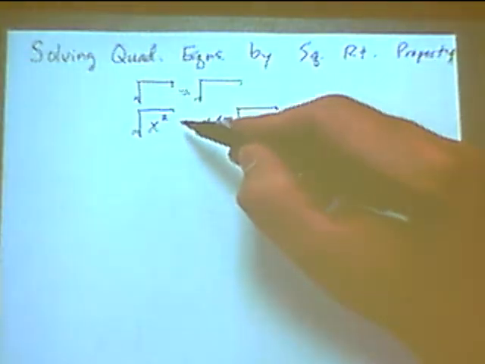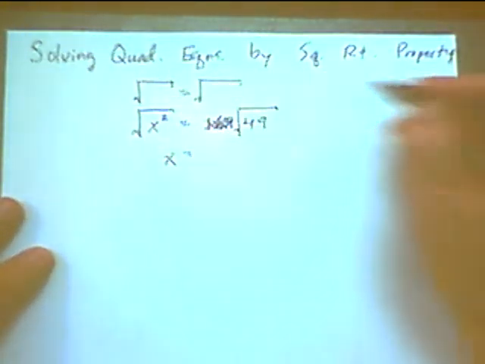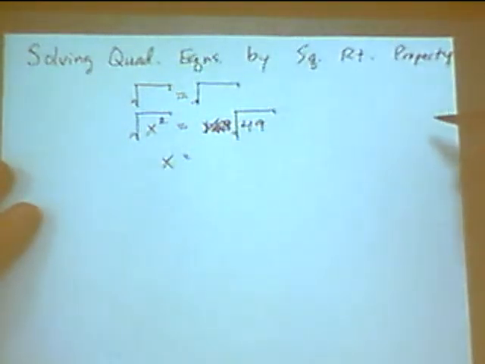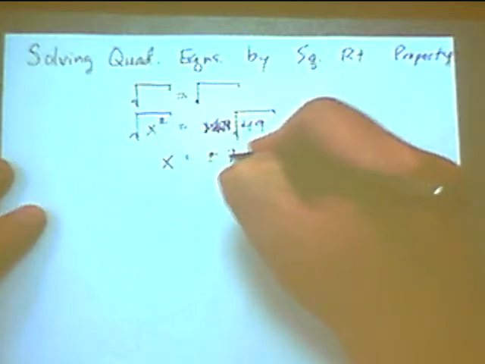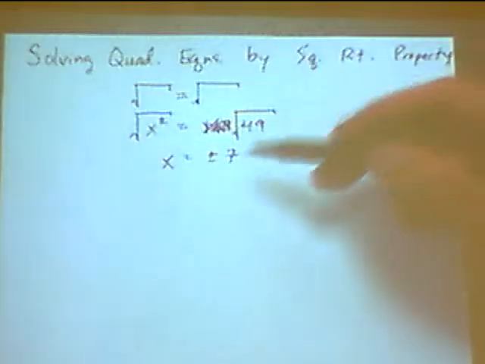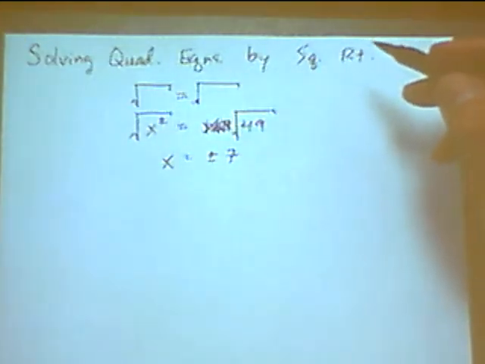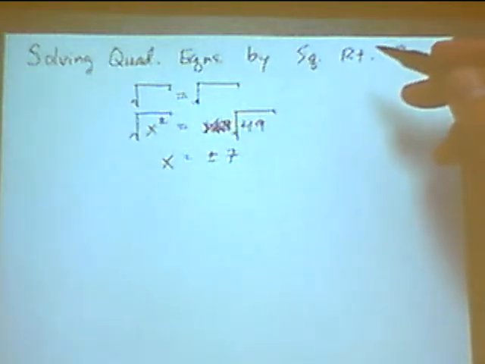Square root of x squared is just x. Square root of 49, now don't forget, it's not going to be just 7, it's going to be plus and minus 7. Because once again, square root says what number multiplied by itself would equal 49, and that's true for 7 and negative 7. So there are actually two solutions. So you see, this was very easy to solve.